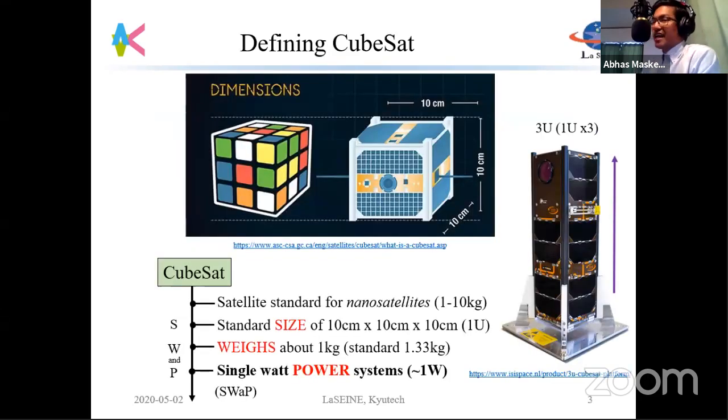CubeSats are basically a standard. These are standards for nanosatellites, anywhere between 1 to 10 kilo class. 1U, which is the smallest standard, is defined as 10 by 10 by 10 centimeters, weighs about a kilo, and is single watt. So we call it SWaP requirements. Okay, so these are single watt, very small, 1 kilo. You can fit one in your hand, as big as a Rubik's Cube. I'll point it out to you here. And if you need more power or more volume, you can just scale that up. This is a 3U.